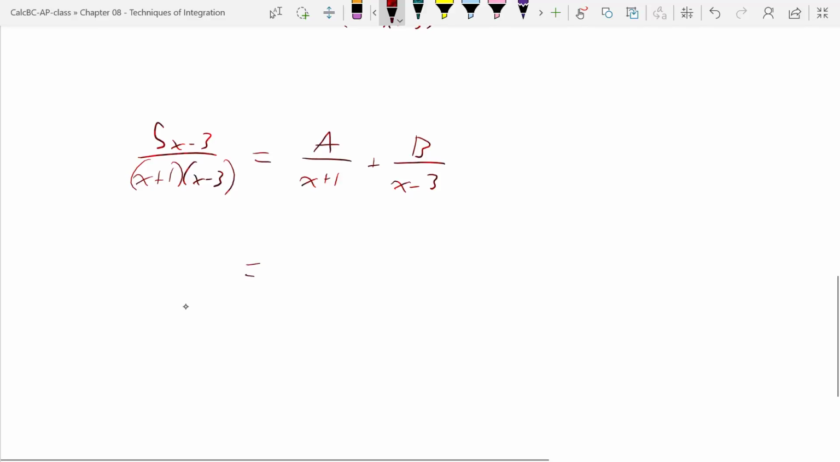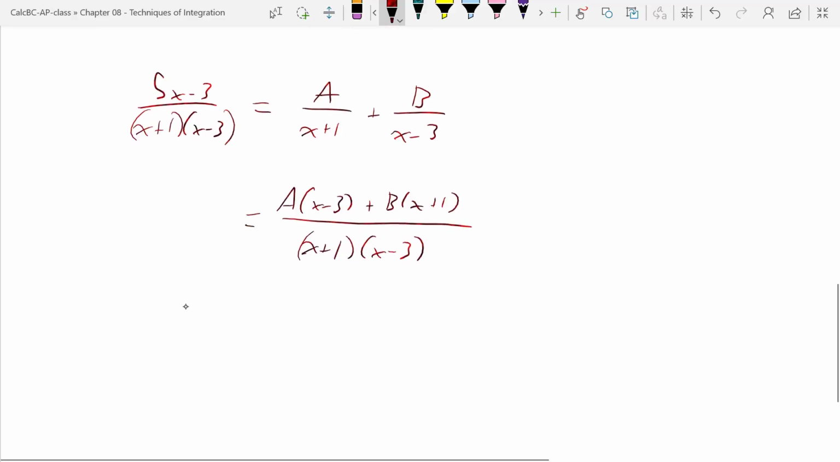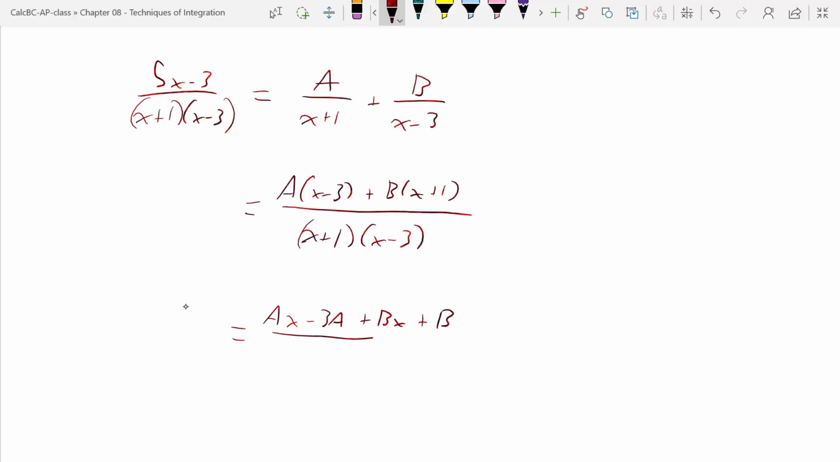If I add them back together, I get a times x minus 3 plus b times x plus 1, all over x plus 1 times x minus 3. Now, distributing the a gets me ax minus 3a plus bx plus b.